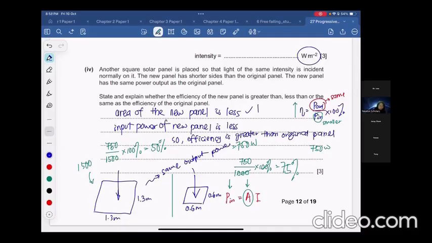Okay. If no questions, we are going to question number 5. How about others? Only Fawal said okay. How about others? Okay, then I proceed.